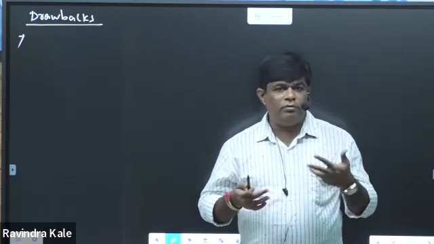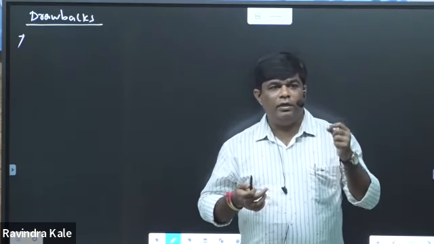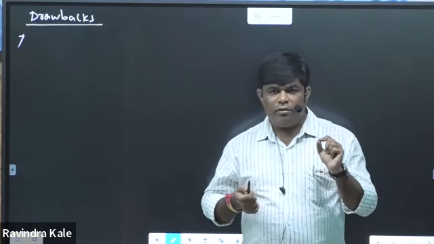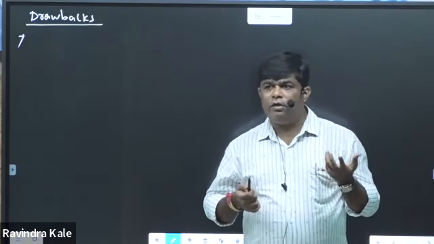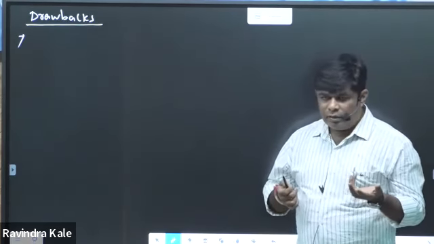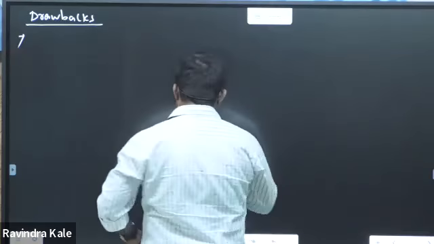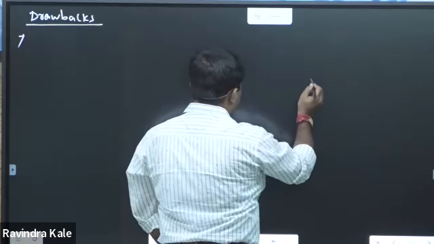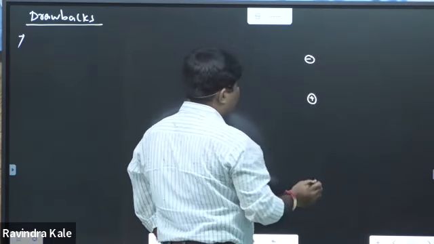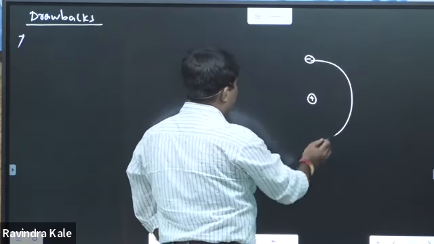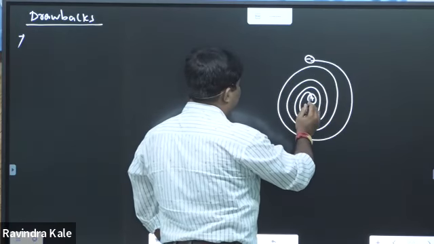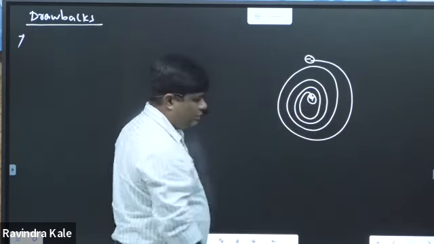According to the Rutherford atomic model, electrons are continuously revolving around the nucleus. Then why does the energy of the revolving electron not decrease? What does classical mechanics say? According to classical mechanics, this is the electron and this is the nucleus. As the electron revolves around the nucleus, it should radiate energy, and its energy will decrease, and finally it will fall into the nucleus.